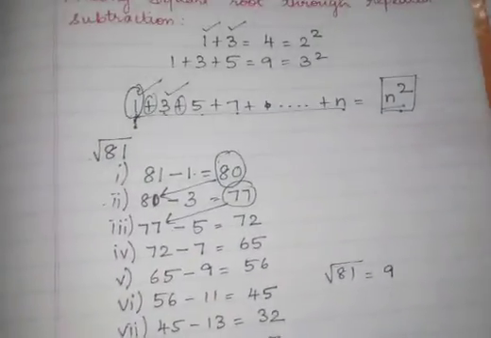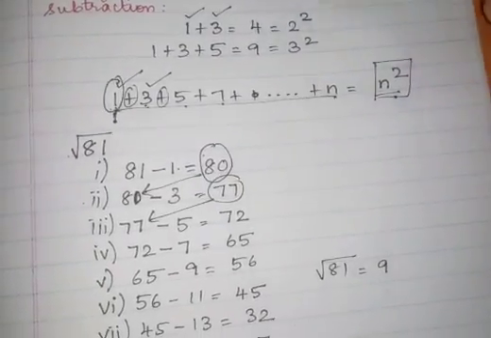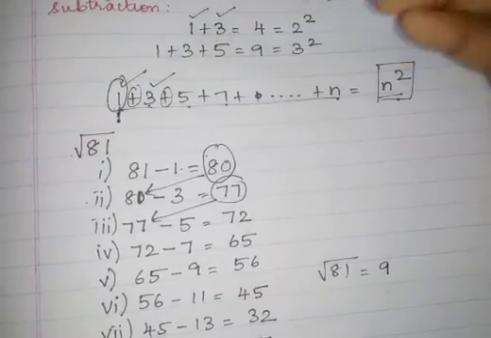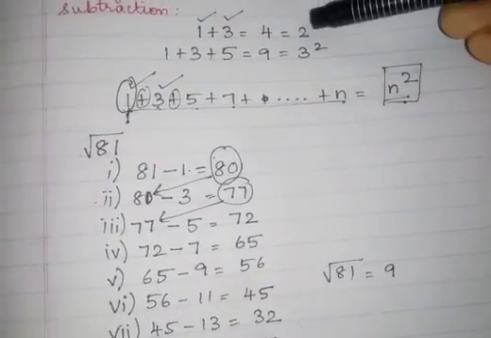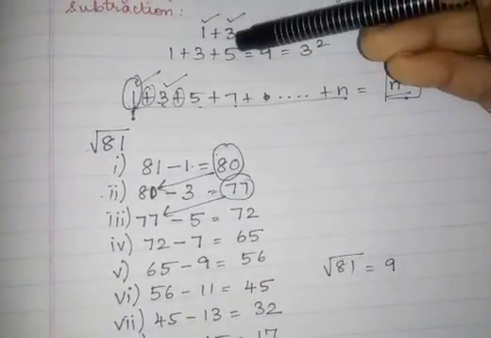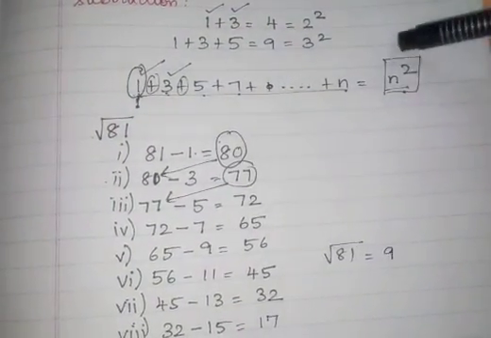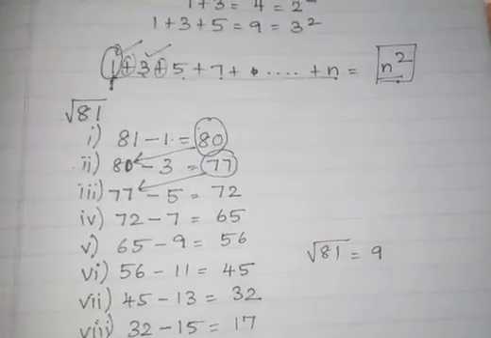Did you understand? I have used this formula: when I added the first two odd numbers, the answer is 2 square. If I add the first 3 odd numbers, I'll get 3 square. Likewise, when I add the first n odd numbers, the answer is n square.